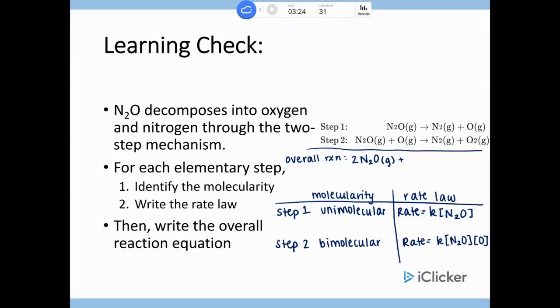The only other reagent is oxygen. Oxygen, O, is also present on the product side in the same mole amount, so 1 mole of reactant for every 1 mole of product. And so they cancel out. Do you remember what word we use for what O is here? It's an intermediate. How do we know it's an intermediate?